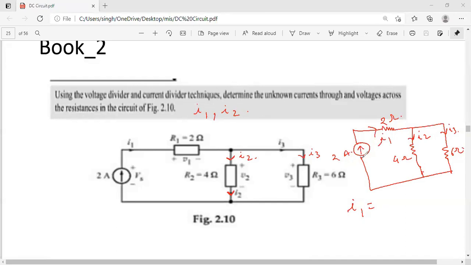This one. Very good. You can see that 2 ampere is flowing like this. So this I1 is nothing but 2 amperes. Okay, so that means this I1, which is 2 amperes, is coming here, and this is a node where my current is getting divided into I2 and I3. Okay, so we have a condition like this.